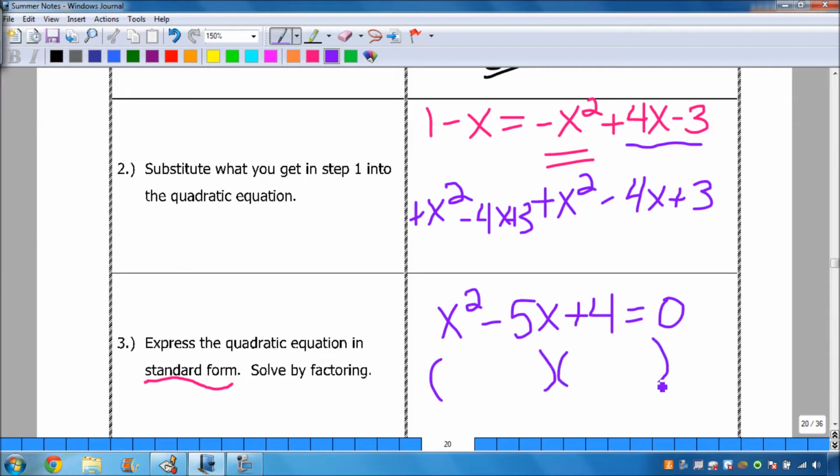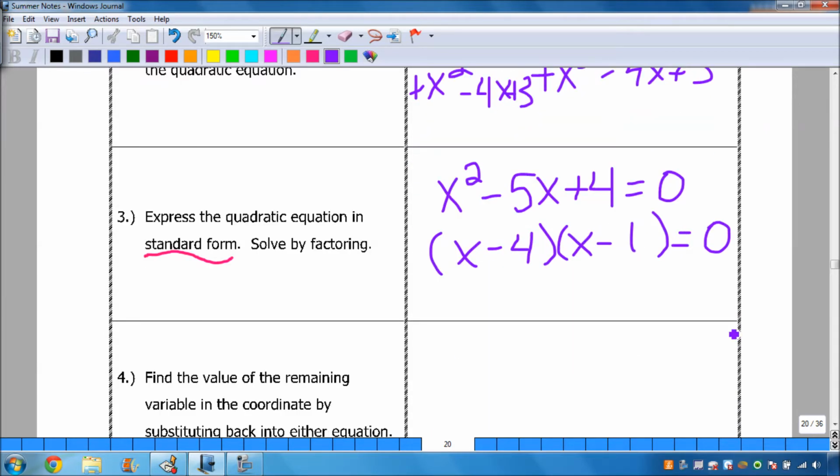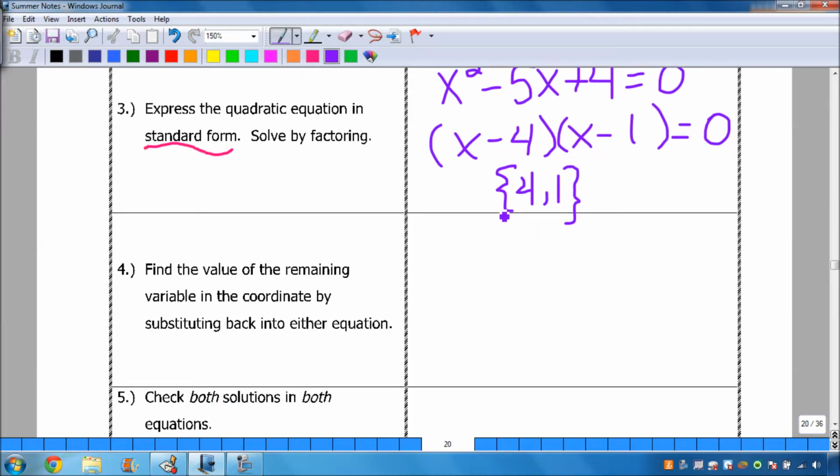Now all I have to do is just solve it. I know my factors are going to be x minus 4 and x minus 1. By the way, if you're having trouble with factoring, please see me so I can help you out with that, okay? And then I'm going to solve for each part. So I end up getting 4 and 1 as my answers. But this is not a coordinate. A lot of people will think that my final answer is 4, 1, and that's where they intersect. It is not a coordinate. These are both your x values, okay?